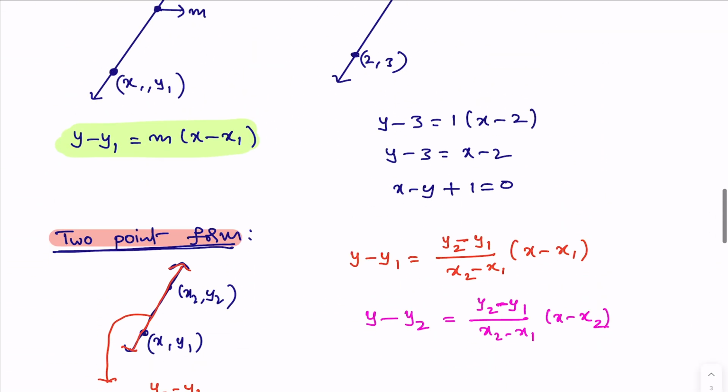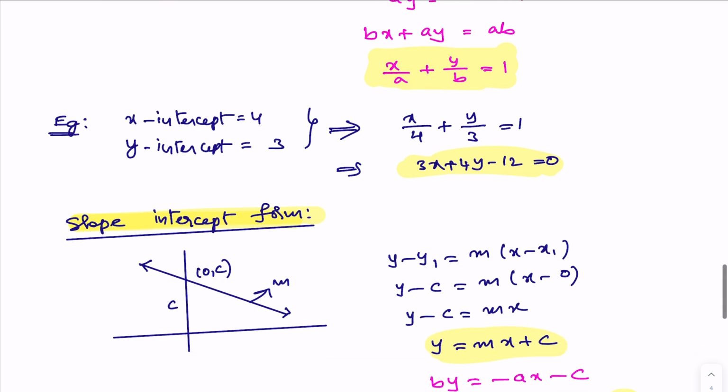These are the major forms. One is point slope form, two-point form, intercept form, slope intercept form. Next one is normal form. What is the normal form of a line? This is a bit difficult to understand.